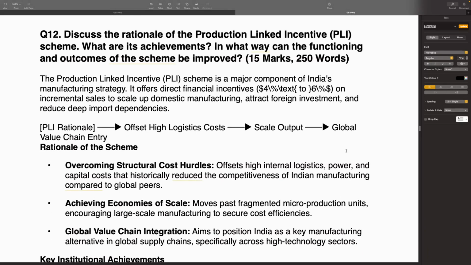Discuss the rationale of the production-linked incentive scheme. What are its achievements? In what way can the functioning and outcomes of the scheme be improved? The PLI scheme is a major component of India's manufacturing strategy.